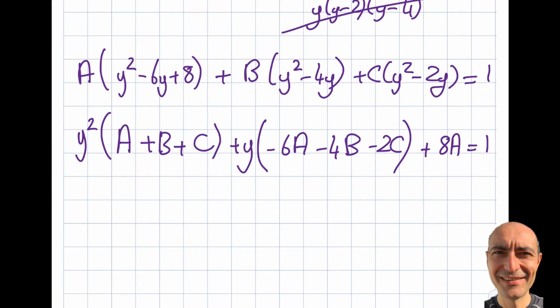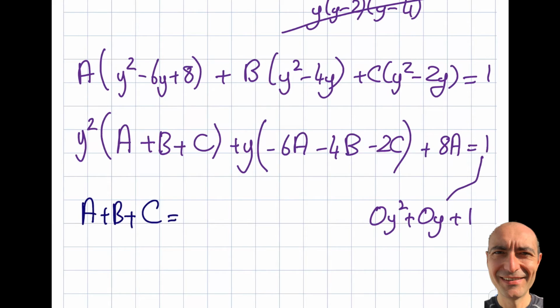Now, the right hand side, most of you have seen it, but I want to double check everybody's on the same page. Do you see that this is 0y squared plus 0y plus 1? So now I can equate whatever is in front of y squared to be 0. This is 0, this is 0, this 8a is 1. I'll use that, and you will see that a plus b plus c is equal to 0.